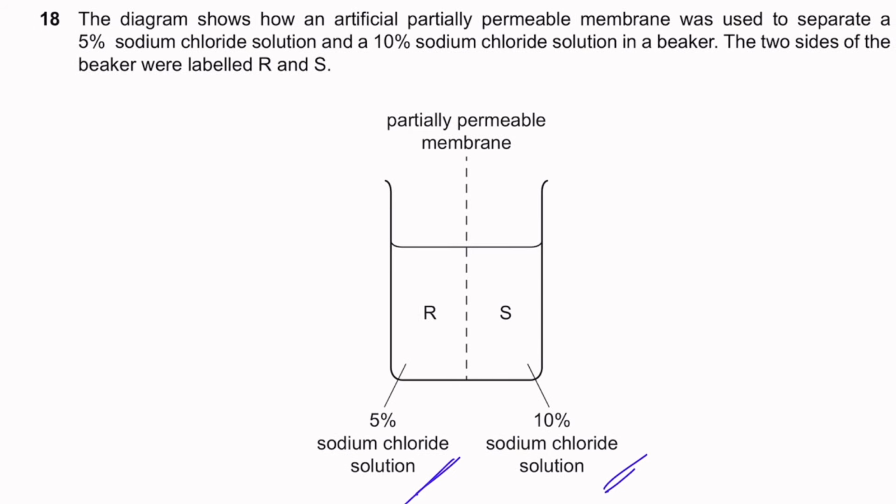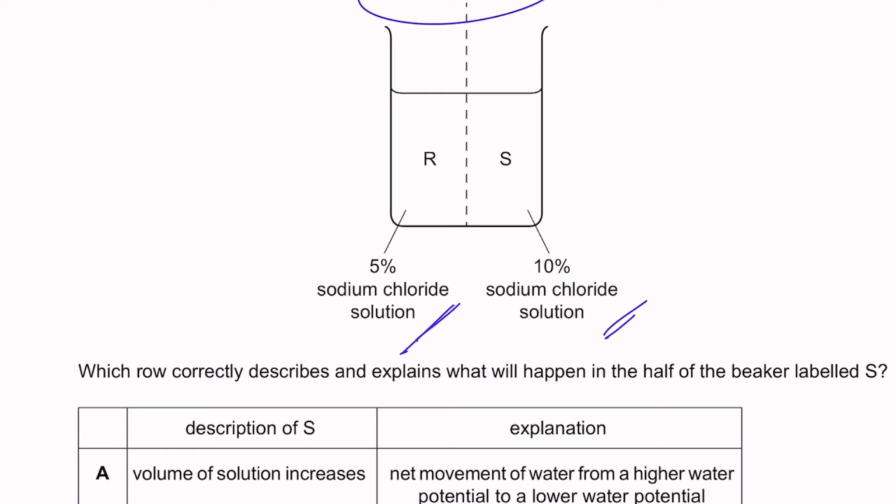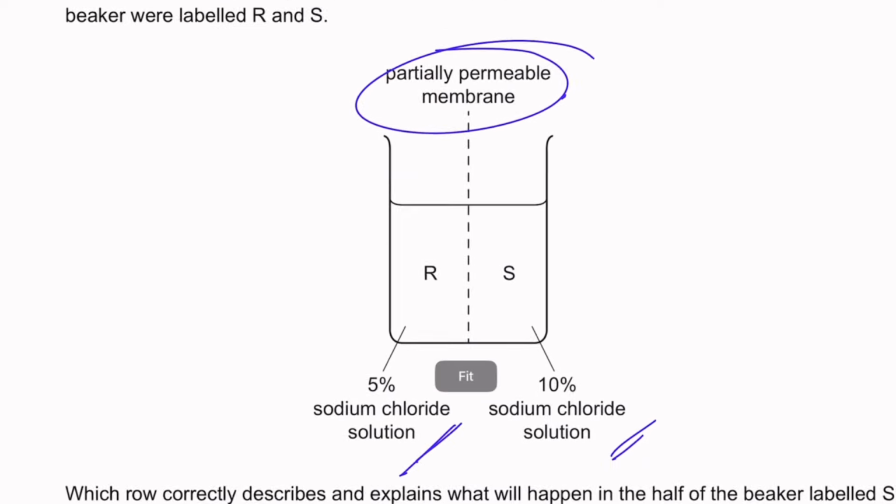I can see here that we have a partial membrane. I think this will be a question about osmosis, because the definition of osmosis is the movement of water from a region of higher water potential to lower water potential across a partially permeable membrane, and we have that just here. And so the description of S: volume of solution increases. Okay, let's think together what exactly is going to happen.